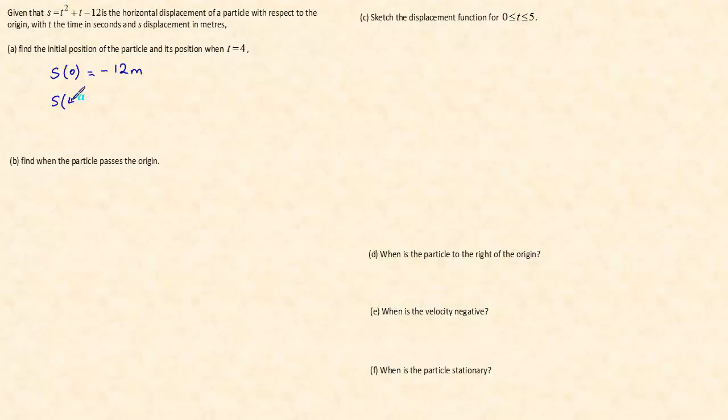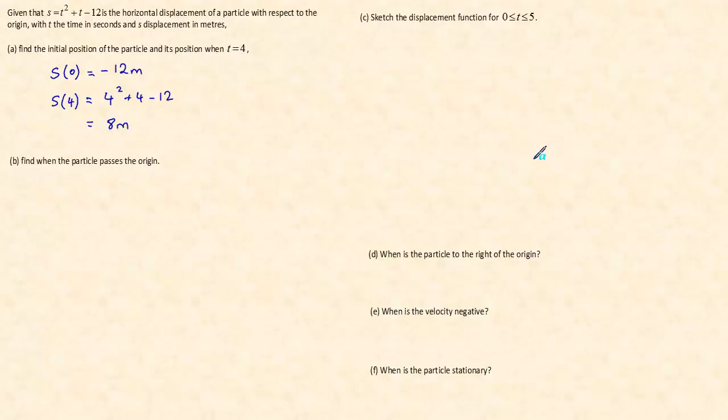We then want s of 4, so when t is 4, that's going to give us 4 squared, add 4, minus 12. So that's 16, and 4 is 20, take away 12 is 8 meters.